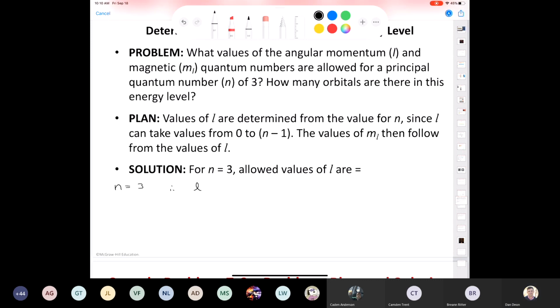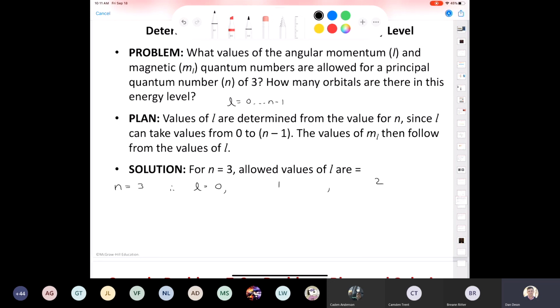Our L can be equal to 0, it could be equal to 1, and it could be equal to 2. I put some space in there just to give me some room to work, because L is equal to 0 all the way up to n minus 1. And if you're like, didn't you put that on the last slide? Yes, I did. I'm just repeating myself, okay?